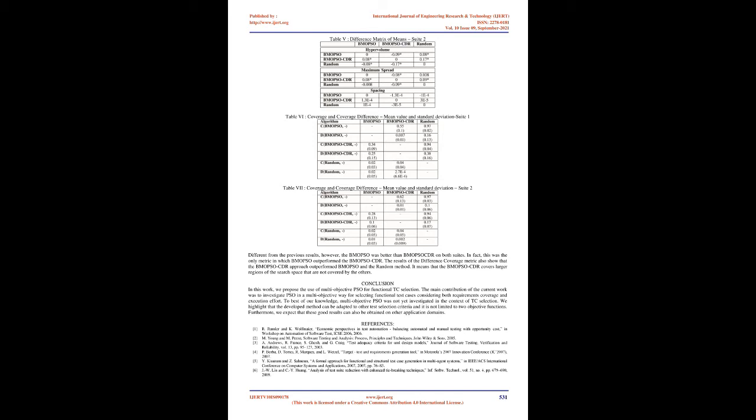Maximum spread, MS. This metric evaluates the maximum extension covered by the non-dominated solutions in the Pareto front [16]. MS is computed by the equation, where K is the number of objectives and phi_m^i is the value of the m-th objective function for the i-th solution in the Pareto front. High values of this metric are preferred.